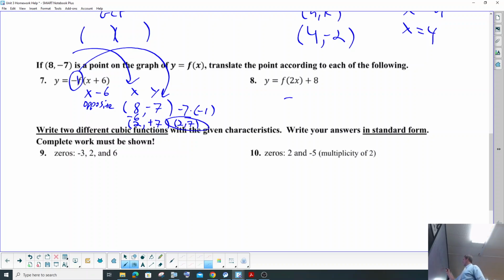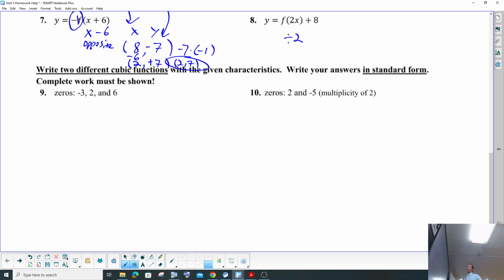Number 8, you're going to divide by 2 to your x values and then add 8 to your y values. Number 9, they give you the zeros, and you have to come up with the cubic function. We'll talk about the 2 different cubic functions in a second, so let's just come up with the original one.